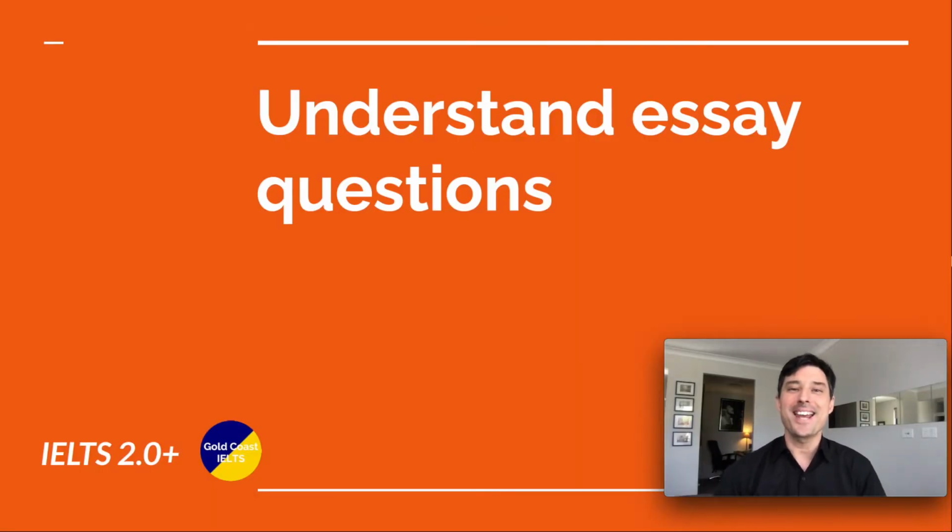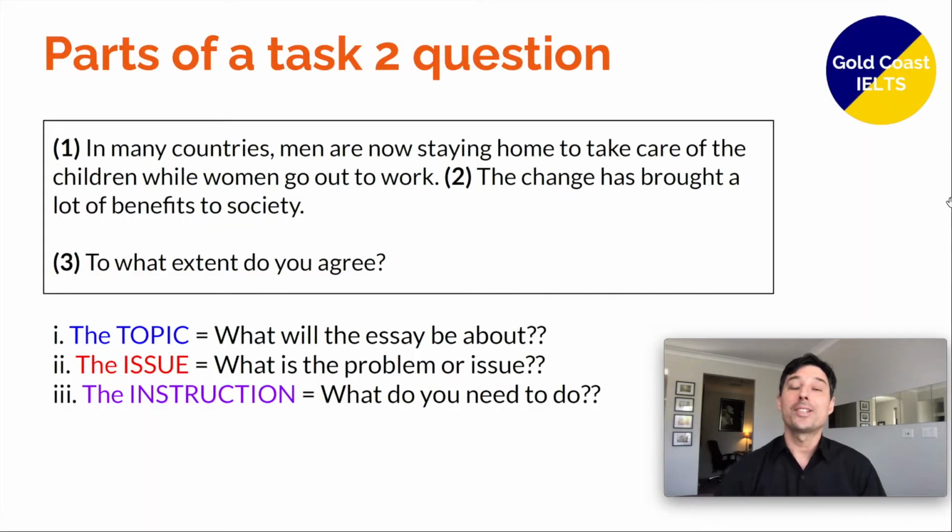Let's get started. Okay, so let's check out how to understand essay questions. So guys, when you look at your Task 2 question, every Task 2 question will have 3 different parts. We can call these number 1 the topic, number 2 the issue, and number 3 the instruction. So if we look down here, we can see some definitions. So the topic is what the essay will be about. The issue is what is the problem, or what do we need to write about and solve. Number 3 is the instruction. That's what you need to do in your answer.